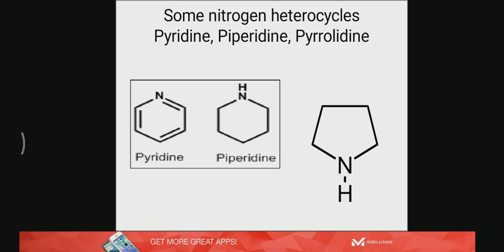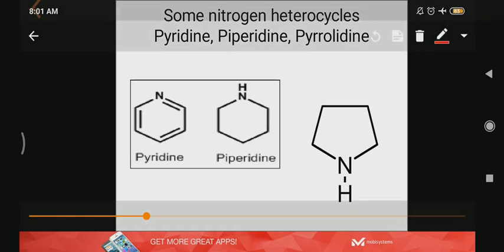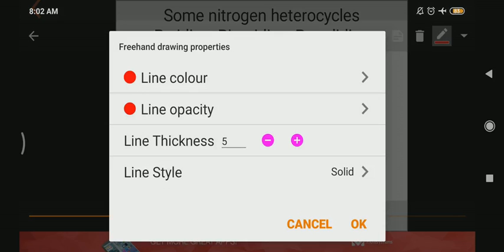In order to understand the structure of the three examples which we have to discuss, we should be familiar with some of the nitrogen heterocyclic rings which are given in this slide. We need the knowledge of only these three rings for our purpose. The first one is pyridine.